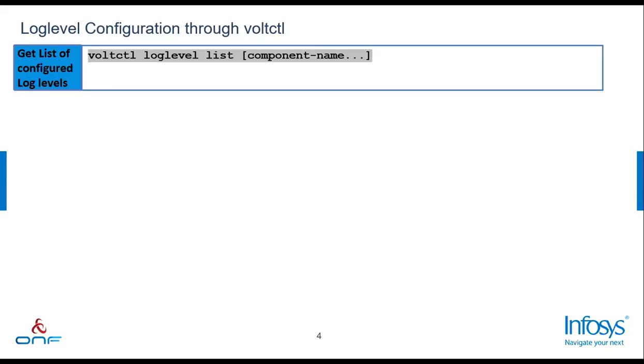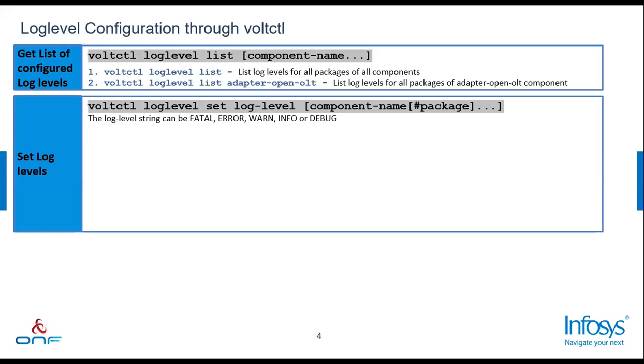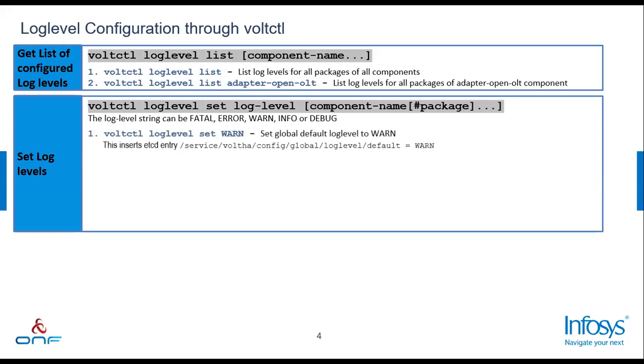So, log level configuration with VoltCTL: there are 3 commands we saw, right? First we'll look at how to get the list of log levels. If you don't give any argument, it will list the log levels for all the packages of all the components. But if you provide a component name, it will give it for that particular component. There's not much change there. The set log level is also the way it used to be earlier. You can set log levels as one of the 5 string values. If you don't give any component name, it defaults to the global default level.